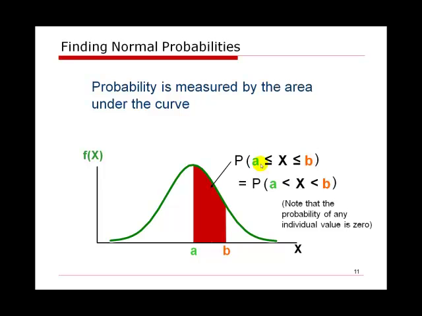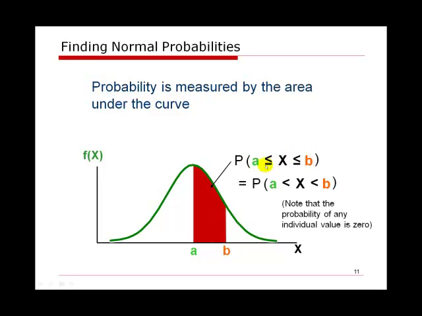The probability of a normal distribution is measured by the area under the curve. It is under the curve, so basically it is defined on an area. It is not defined on a given value. So you will never see the probability that x equals a certain value. It is always defined as x being within a range.